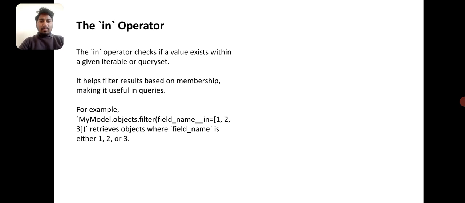Then move on to the in operator. The in operator checks if a value exists within a given iterable or a query set. It helps filter results based on membership, making it useful in queries. For example, MyModel.objects.filter(field_name__in=[1, 2, 3]) retrieves objects where field name is either 1, 2, or 3.